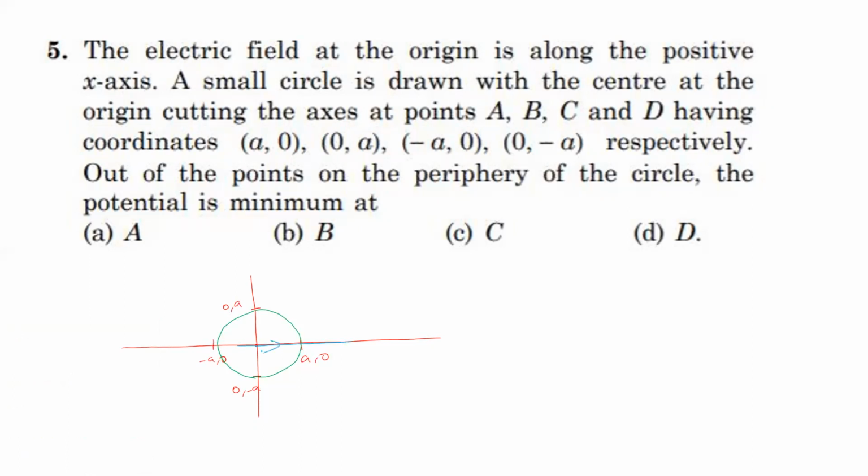So the electric field is along the positive x-axis. We know that potential decreases along the electric field. So potential decreases along the electric field means, let us take this point D and this point A. From D to A when we move, potential decreases, so at point A the potential will be minimum. So for this case, we have to consider that potential decreases along the electric field. So when we move along the electric field, at point A the potential is minimum compared to all other points. So the potential is minimum at point A for this question, correct answer.